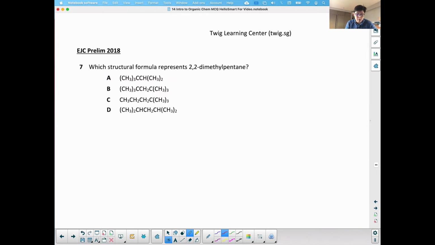Let's look at question 7. Which structural formula represents 2,2-dimethyl pentane? So pentane would be 5 carbon. 1, 2, 3, 4, 5. 2,2-dimethyl means you expect to have, like, carbon 1, carbon 2, carbon 3, carbon 4, carbon 5. So the methyl group is on the second carbon over here and over here. All right, and then all you need to do is to fill up all the rest with the hydrogen. Right, so CH3, CH2, CH2. All right, and this is of course CH3. Okay, so if you look at all the options, it looks like it's actually option C.